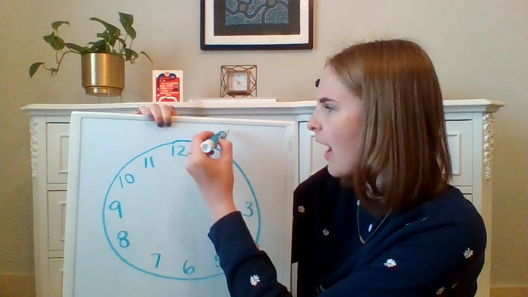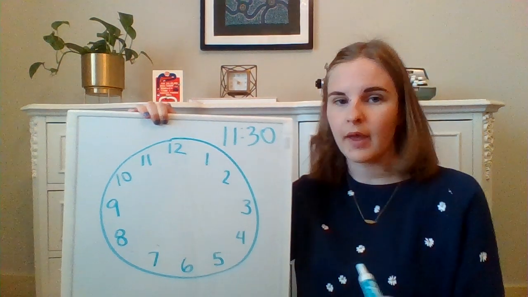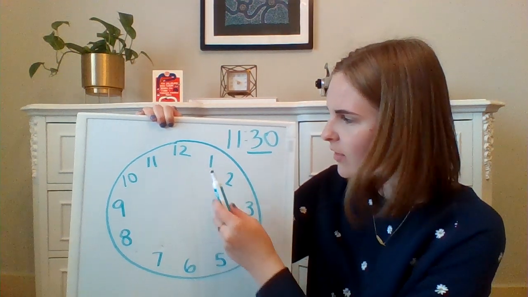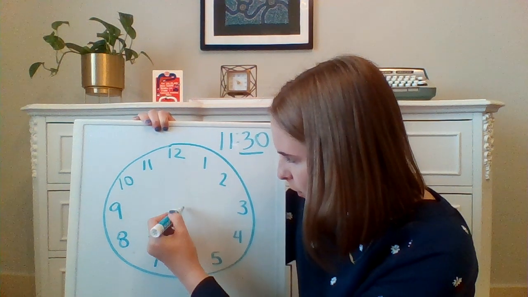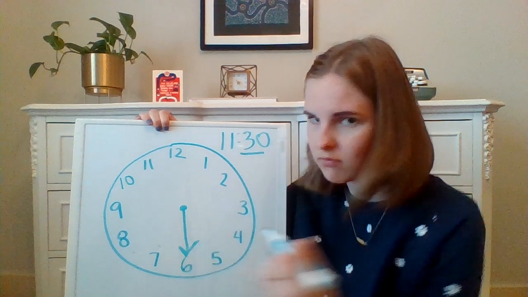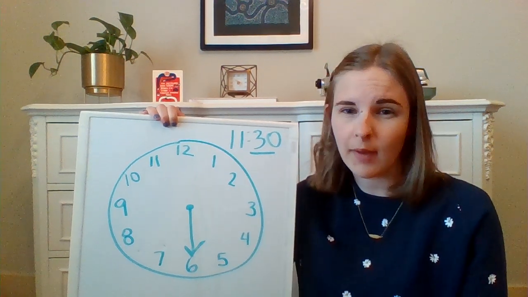Okay, let's try another half hour. Do 11:30. Okay, again, I'm going to do the minute first. Right here. 30. Let's count. 5, 10, 15, 20, 25, 30. Probably a lot of you at this time are saying this also. We get it. 30's at the 6. Awesome. Always good to check your work, and you can do that by counting by fives.